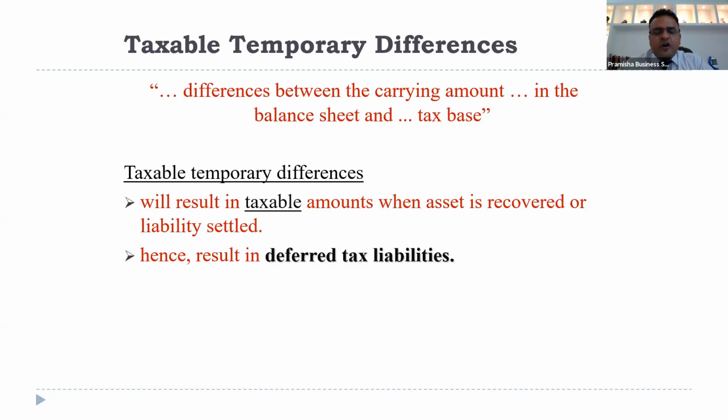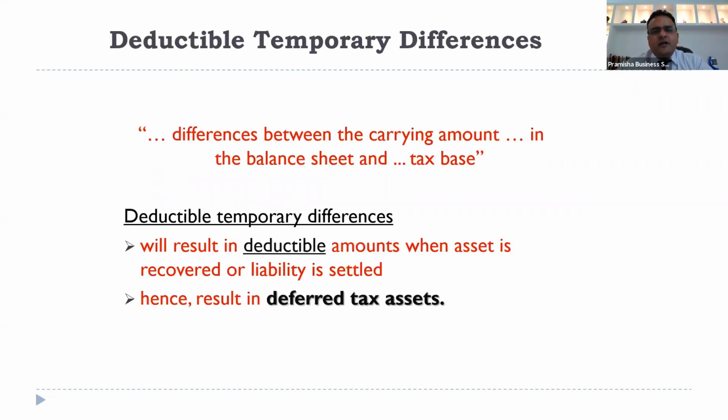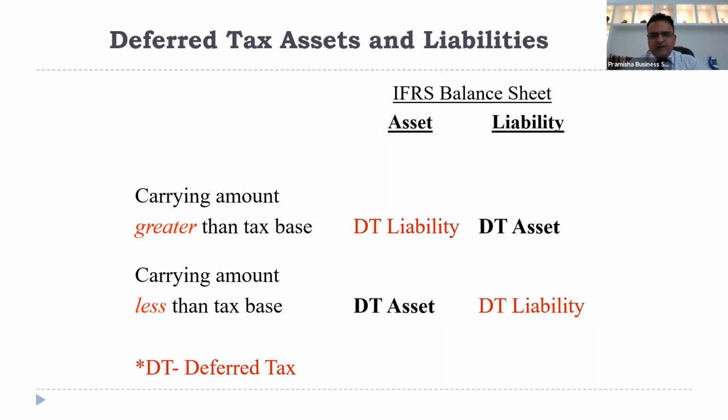Deductible temporary difference: not allowed deduction today, but will be allowed deduction in future. If it was not allowed deduction today, it means tax today. And if it is taxed today and will be allowed deduction in future, we'll get relaxation in future. If we'll get relaxation in future, we should record a DTA, deferred tax asset, today, for not allowed deduction today but will be allowed deduction in future, resulting in deductible temporary difference. Deductible temporary differences give rise to DTA, deferred tax assets, when the asset is recovered or when the liability is settled. This is the summary which we summarized.